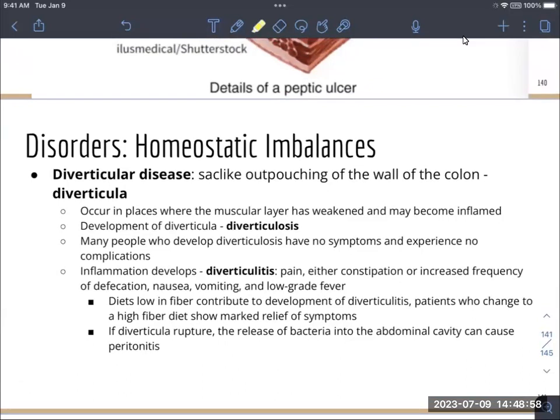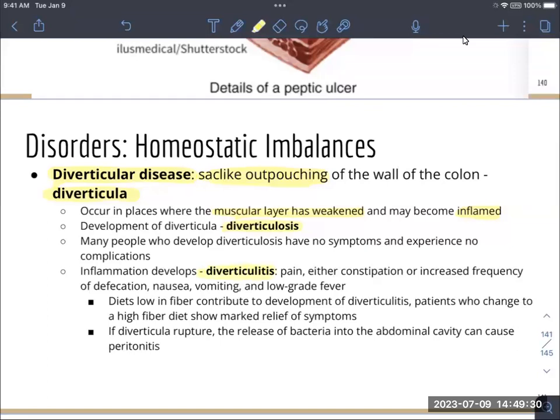Diverticular disease. This is in the large intestine. They get different outpouchings of the wall, these little sac-like outpouchings that are known as diverticula. It's because this muscular layer has weakened. It can become inflamed. The development of the diverticula is diverticulosis. When it becomes inflamed, it's diverticulitis.